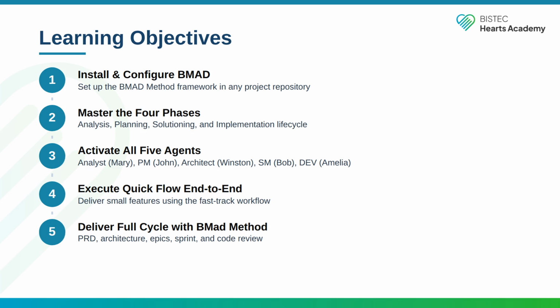Third, activate all 5 agents. Each agent has a persona, a specialty, and a set of commands. You'll learn when to call on Mary the Analyst versus Winston the Architect, and why using the right agent for the right task matters. Fourth, execute quick flow end-to-end. This is the fast track for small features, from spec to code in 2 or 3 chat sessions. Fifth, deliver a full cycle using the BMAD method track. That's the complete workflow: product brief, PRD, architecture, epics, stories, sprint code, review, and retrospective.